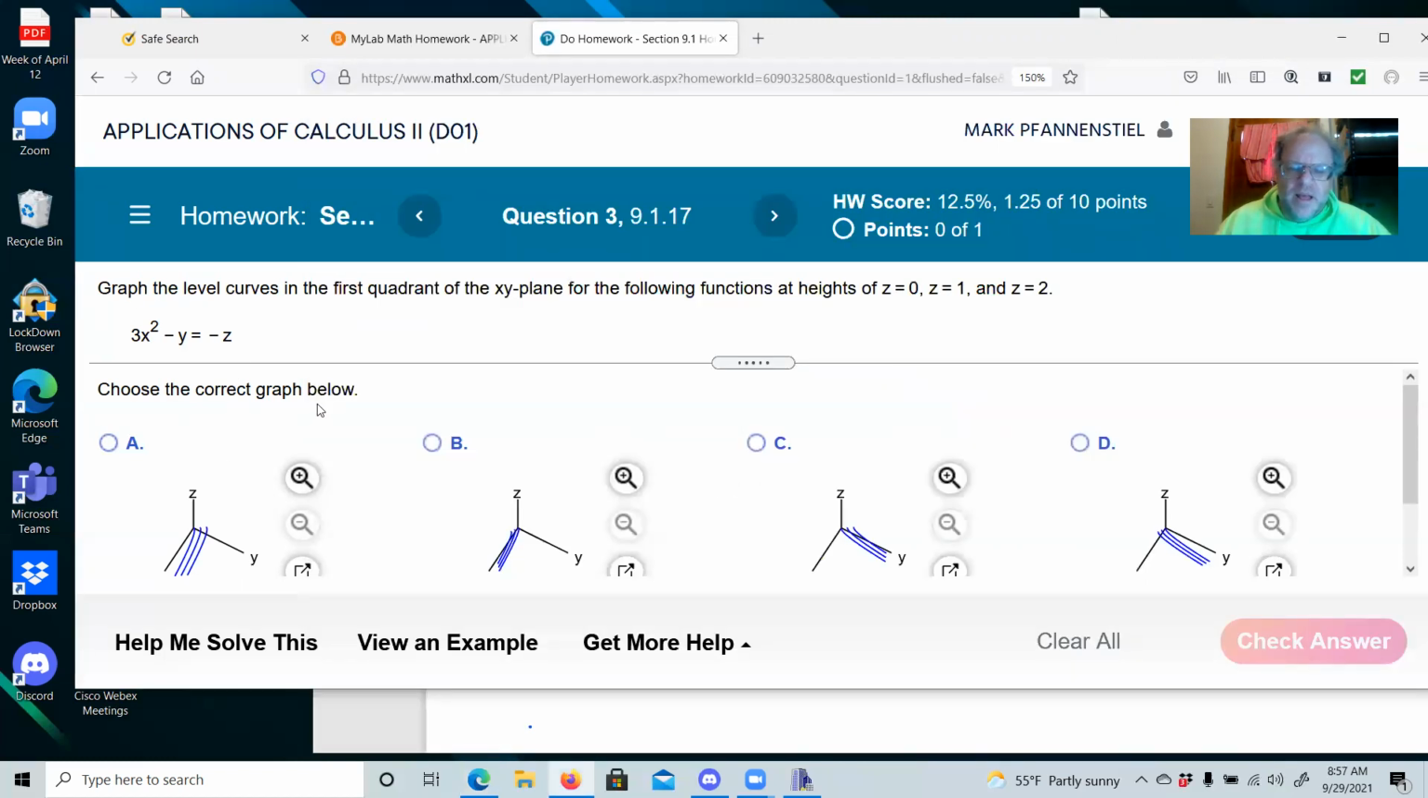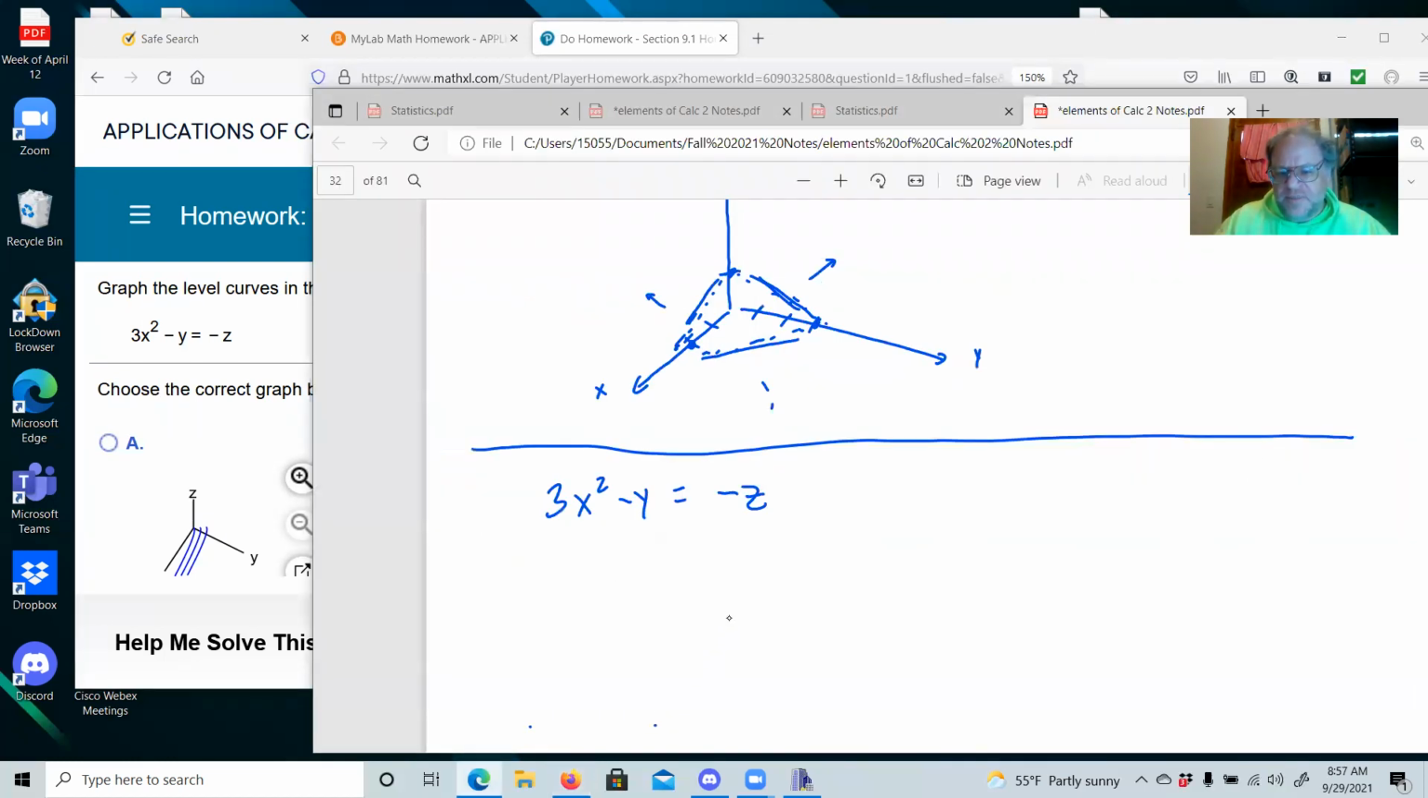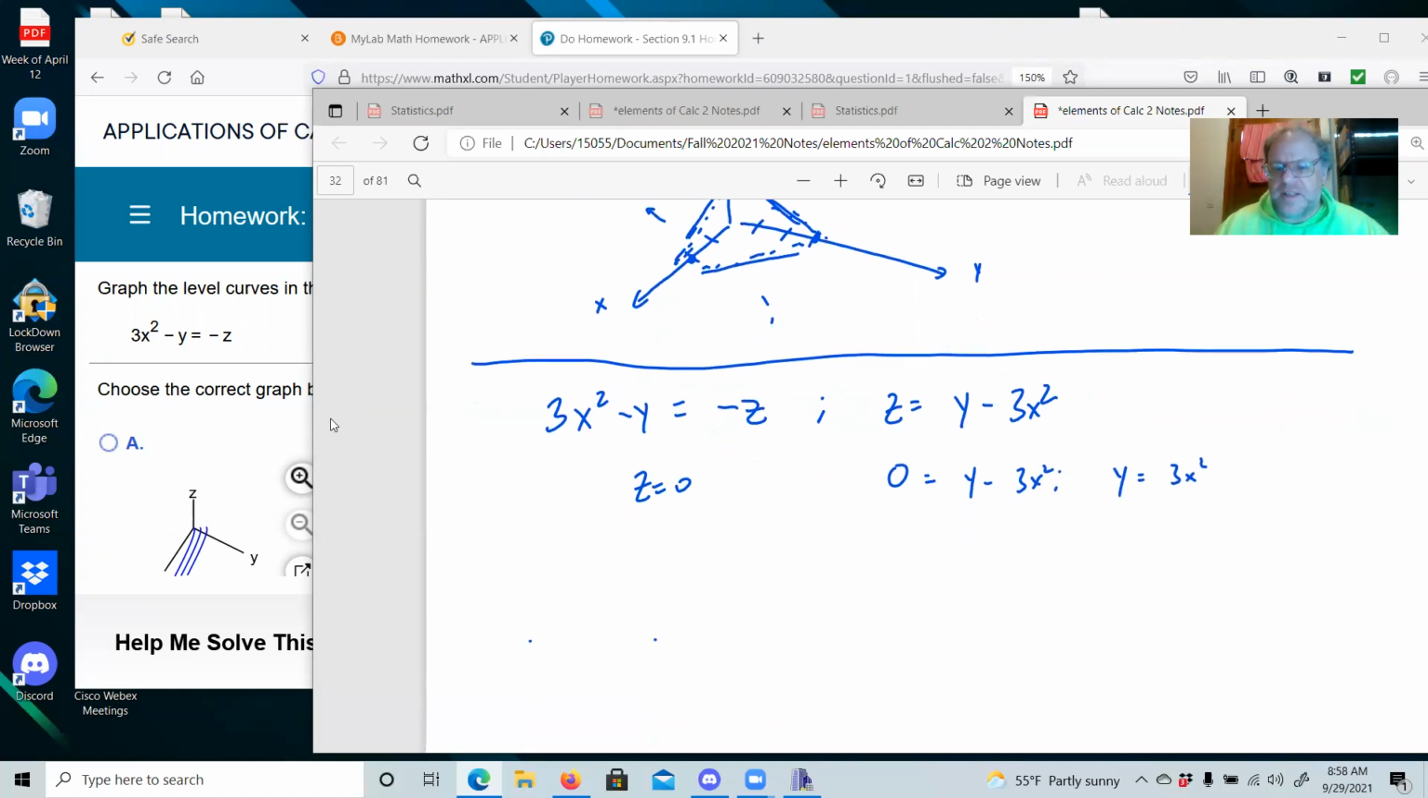All right. In this case, I kind of want to do a little bit of massaging on this thing and say something like z is equal to y minus 3x squared. Okay, because who needs all the negatives? So we're going to have z equals 0. So when z equals 0, y minus 3x squared, our graph is going to look like y equals 3x squared. You guys could graph that. We know what that looks like.